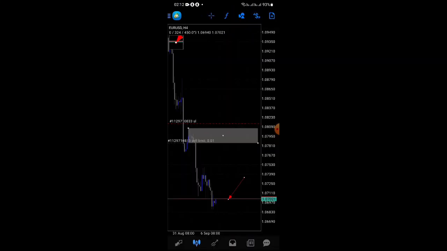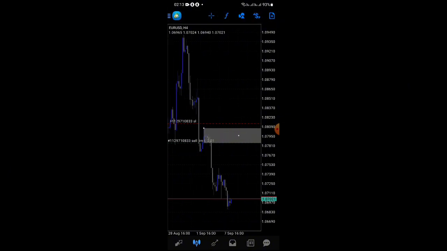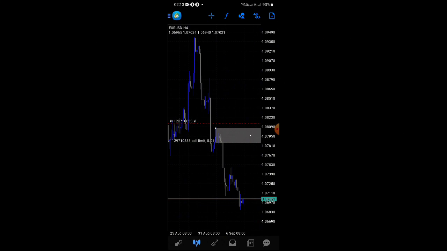So what I'm seeing is that this current market is going to come and create our liquidity right over here, and then come to trigger us and go to the profit. If it doesn't happen like that, I'm still going to trade our own order block right over here.